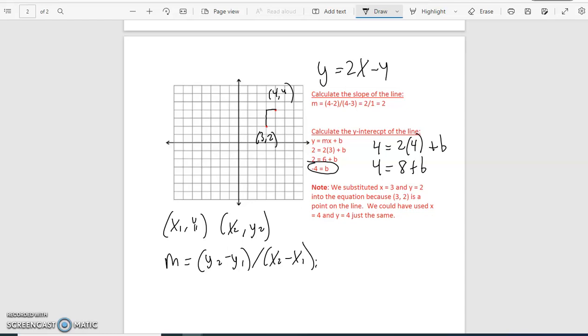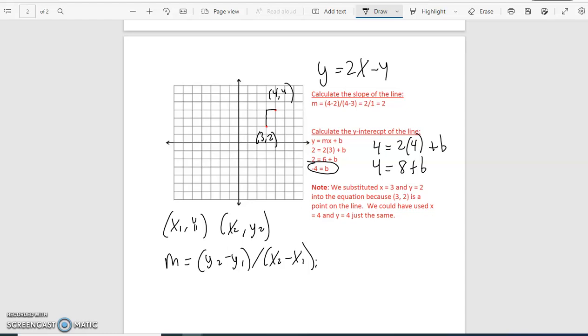Now to find the y-intercept, we have to think about what's happening when solving this equation. I'm going to use either point. You could use x1, y1, you could use x2, y2. Now, it's got to be consistent. If you do x1, you've got to use y1. And if you use x2, you've got to use y2. So I'm going to use x1 and y1.